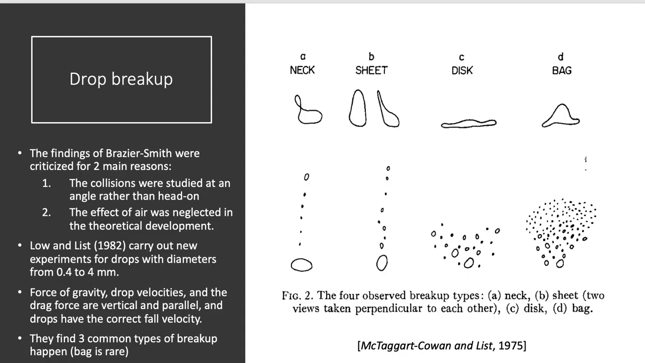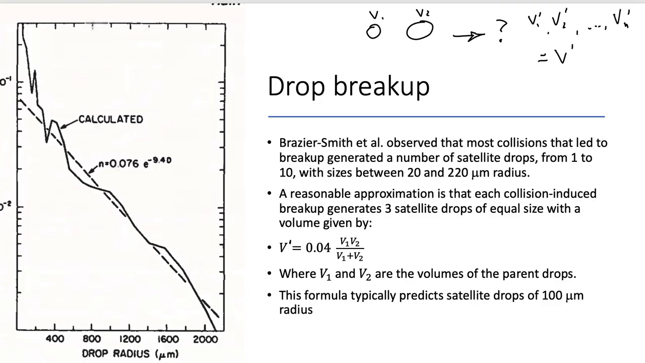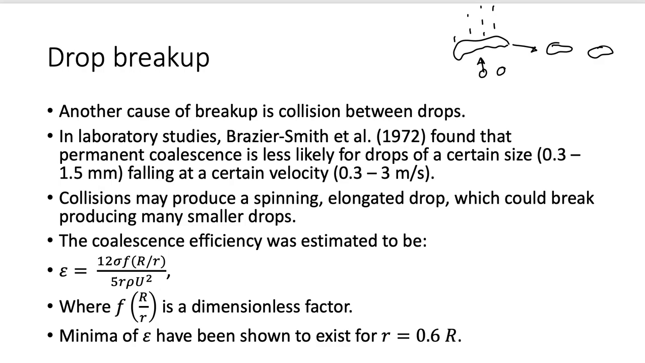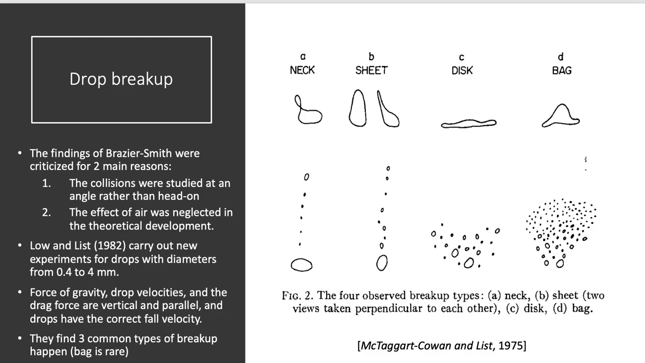Okay, so how do breakups happen? What I showed before were results from a study by Brazier-Smith et al. And this is from the 70s. This was a study that was done in the labs. And this was criticized later on.